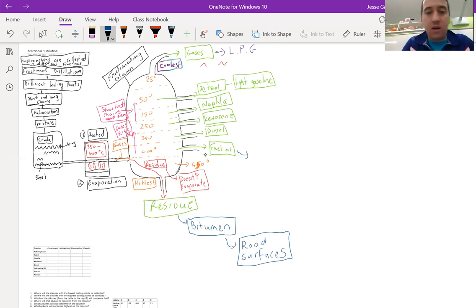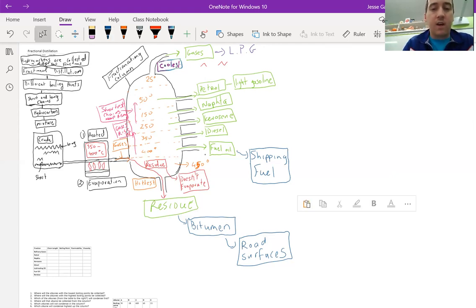Okay, so fuel oil is used as shipping fuel. So fuels for big ships. Shipping fuel. It's fuel oil. And it collects near the bottom of the column. Not at the very bottom, but very near the bottom. It has one of the highest boiling points.